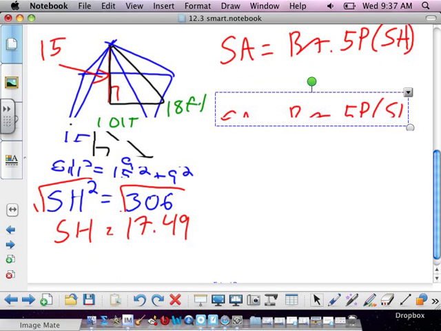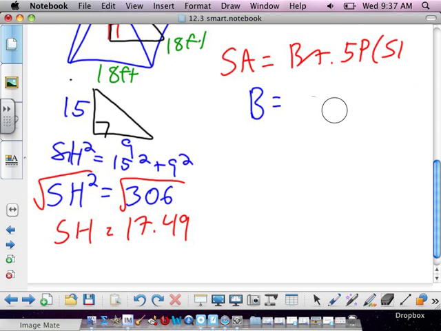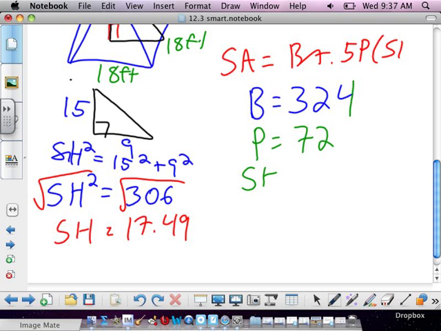So we're going to use this formula right here. What is the area of my base? 324, because it's 18 times 18, right? Okay. So we know we're doing base. What's the perimeter of my base? 72. Perimeter equals 72 because I added up 18 plus 18 plus 18 plus 18. Okay? And my slant height is 17.49.